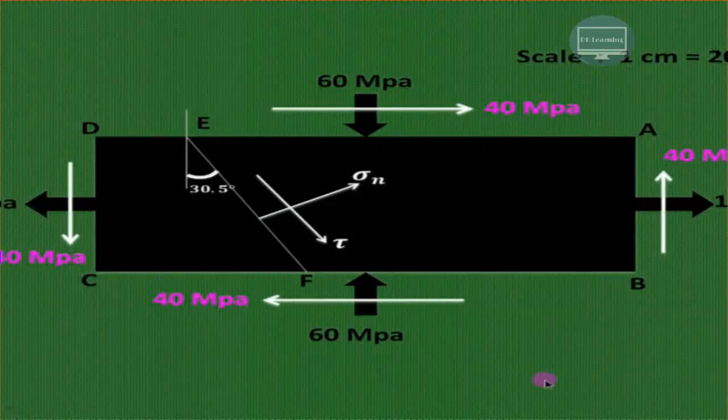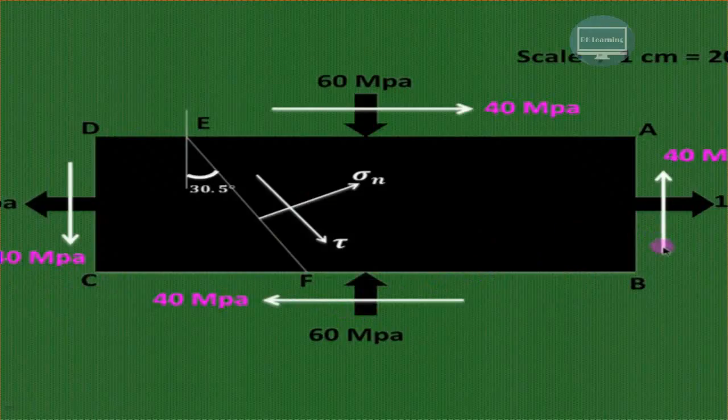Let us try to understand how to solve the example on the principal planes and stresses by using the Mohr circle method. As shown in the figure, planes AB and CD are subjected to a tensile stress of 100 MPa. Similarly, planes AD and BC are subjected to a compressive stress of 60 MPa.